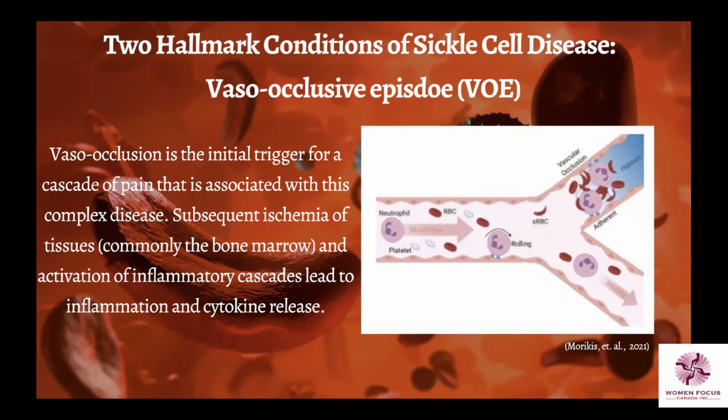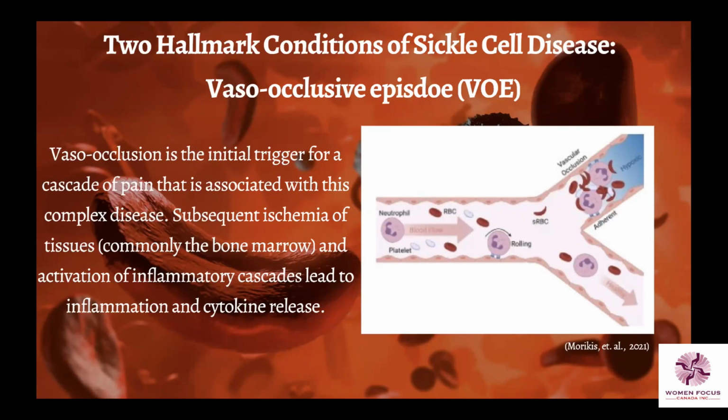The biggest one that people generally know about is vaso-occlusive episodes, or vaso-occlusive crisis. You'll hear either term used. It's the initial trigger for the cascade of pain associated with this disease, and then the subsequent dying, ischemia, of tissues, and activation of inflammatory cascades. So what that is all saying is, when oxygen levels drop, or when there's a trigger, such as extremes in temperature or stress, there tends to be a change in that hemoglobin from that nice round shape into the sickle shape, and long polymers form.